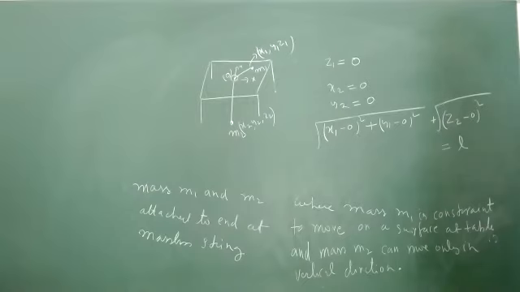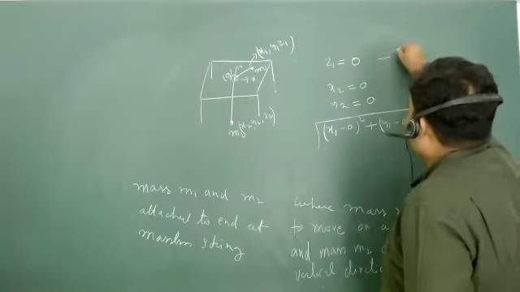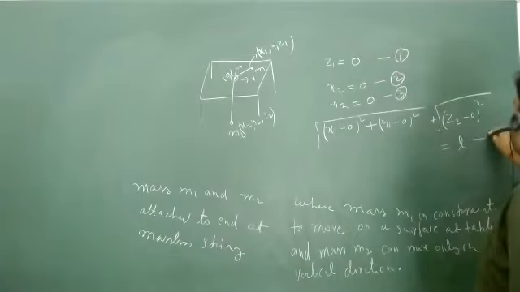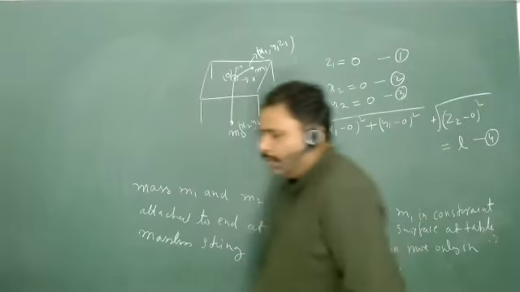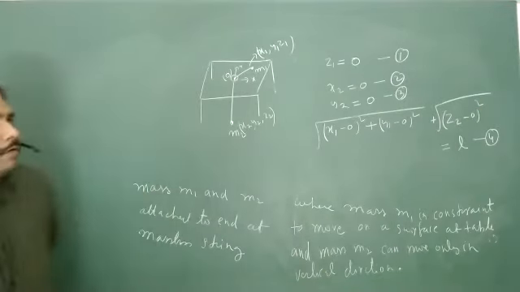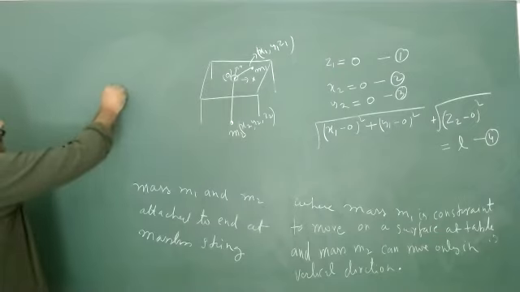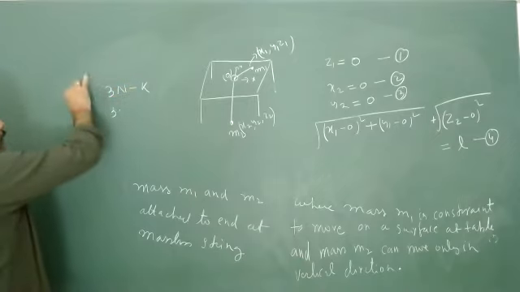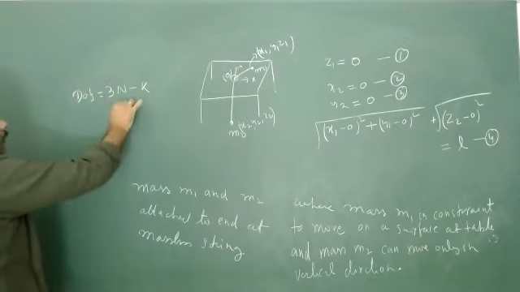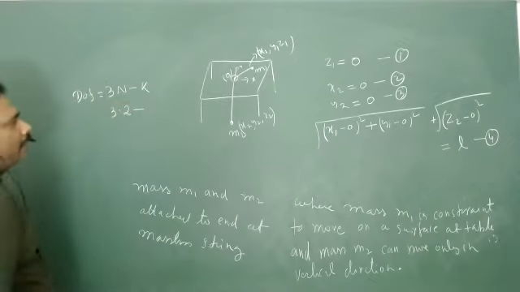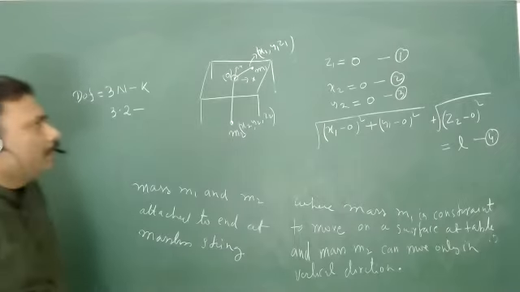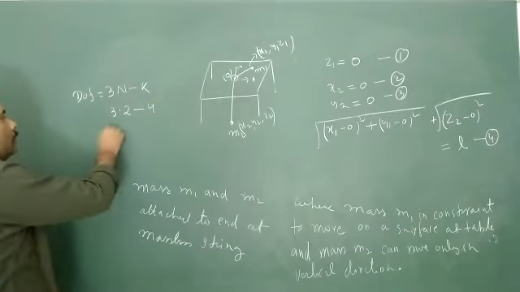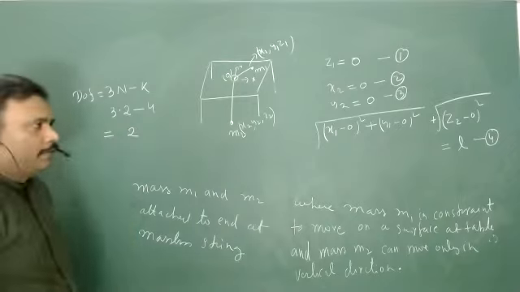Then how many equations of constraints are there? This is my first constraint, this is my second constraint, this is my third constraint, and this is my fourth constraint. So what will be my degrees of freedom? Again, you can write 3n minus k. This is my degree of freedom actually. 3 into the number of particles, which is 2, minus how many constraints? And all are holonomic in nature. So we have minus 4. So there are 2 degrees of freedom.